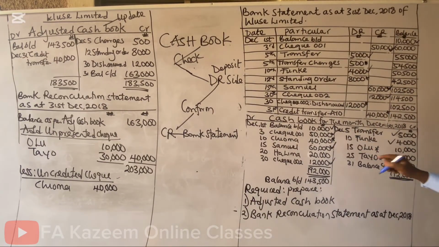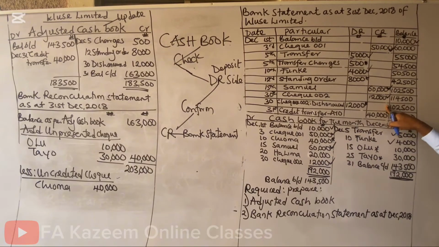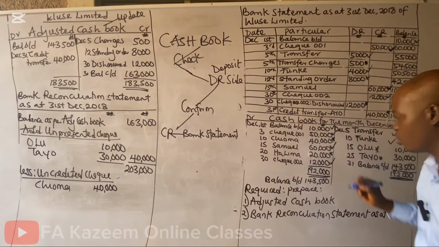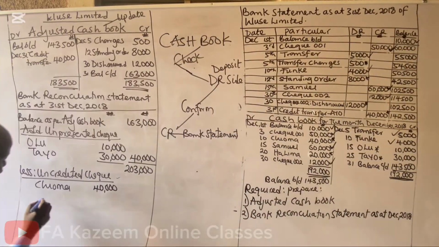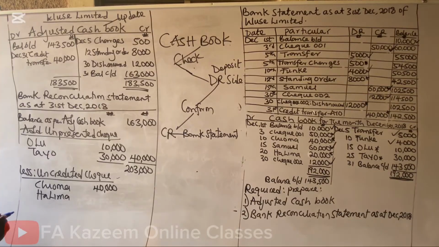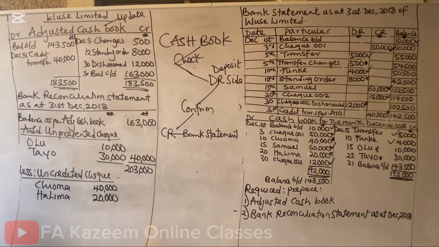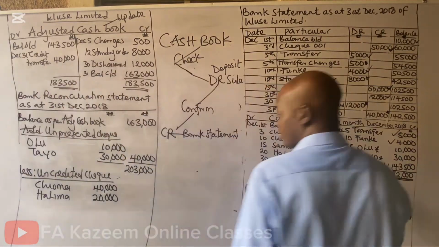Babuala. Alima. Alima's check was not credited, which is 20,000 naira. In that case, we have discovered another uncredited check for Alima. How much is the check? 20,000 naira. It can be up to 20.